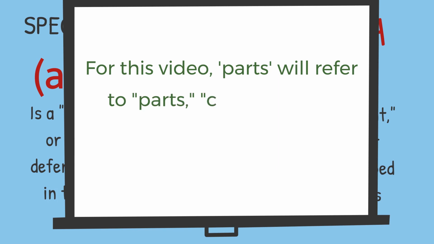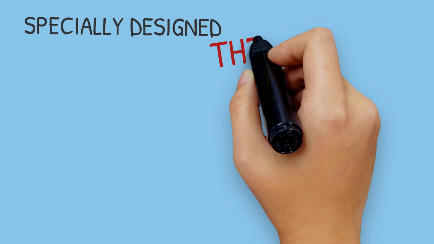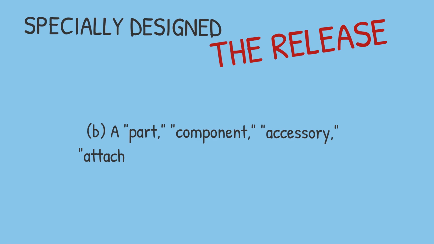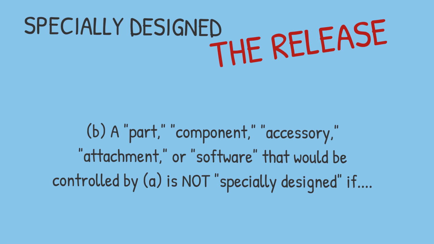For brevity and simplicity, I will use the word parts to encompass parts, components, accessories, attachments, and software for the remainder of this video. Paragraph B then winnows this down to release the parts that are more general in nature or for use in a variety of items. If a part meets the criteria of one of the 6 releases under B, then it is not specially designed for the item in question. The scene says specially designed, the release. Paragraph B, a part, component, accessory, attachment, or software that would be controlled by A is not specially designed if.